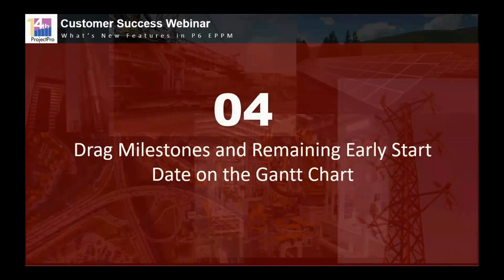So next we have drag milestones and remaining early start dates on the Gantt chart. You can drag a milestone on the Gantt chart view of the activity page to apply a start on or after constraint to the activity. A start on or after constraint allows your milestone to be held in place at a future time unless your schedule logic pushes it later.